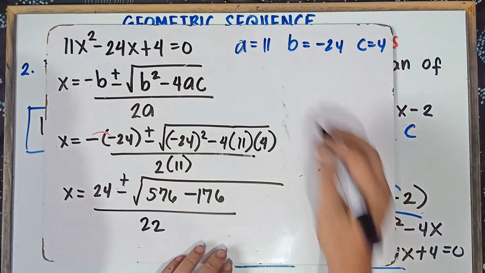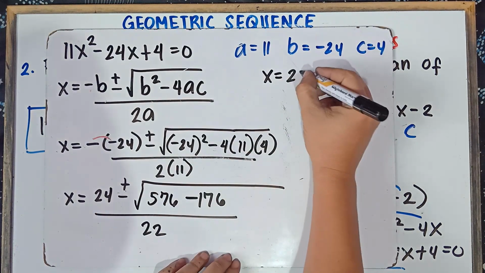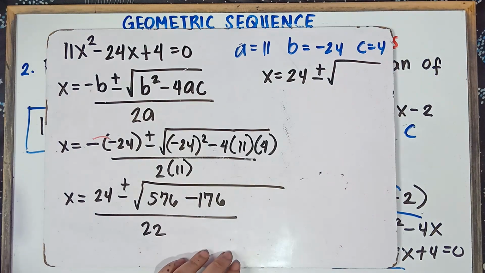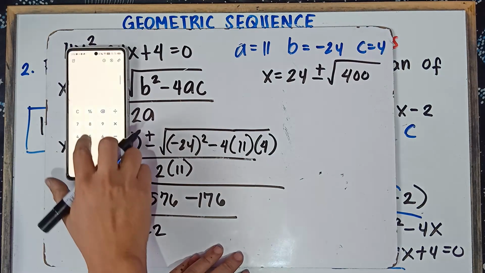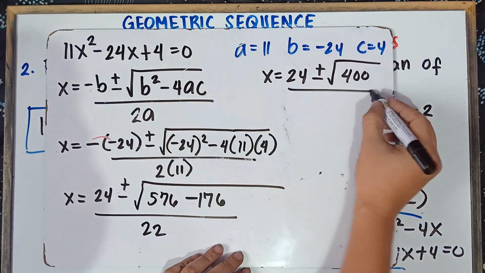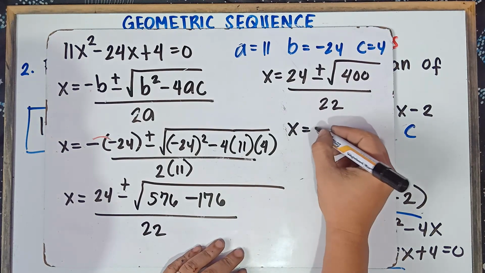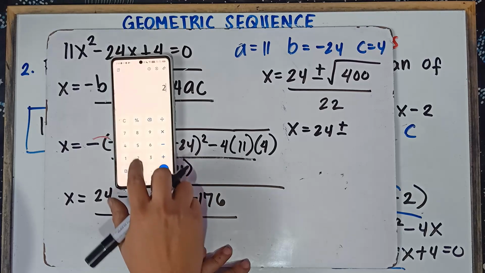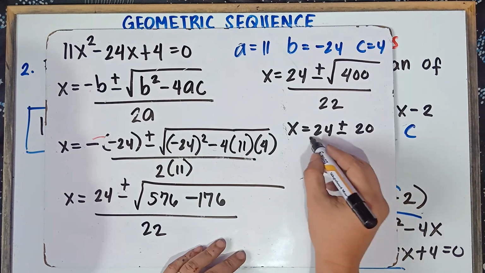Alright, so this will be x equals, do it step by step, class. x equals, copy 24, positive negative square root of 576 minus 176. Of course, that would be 400, right? Let's double check. 576 minus 176. Yup, that would be 400 all over 22. So x equals 24, positive negative the square root of 400. I think that's 20. Let's double check. 20 times 20. Yup, that would be 400. So that would be 20 all over 22.